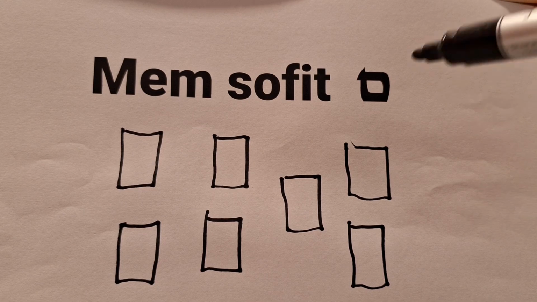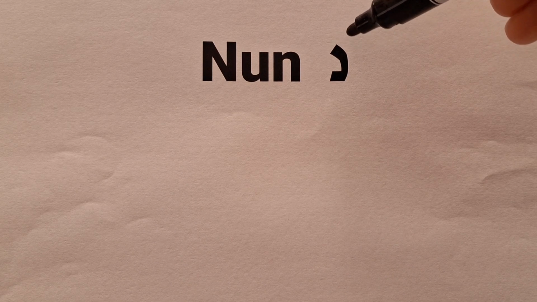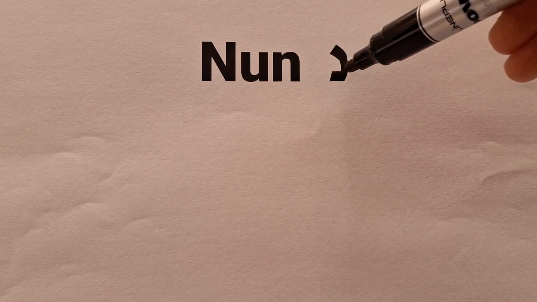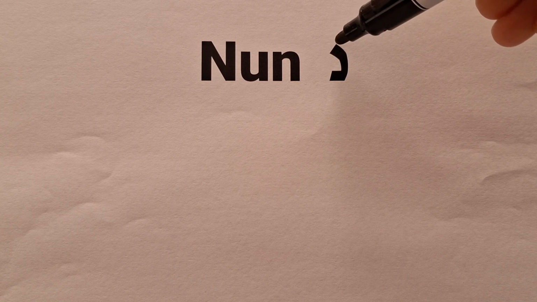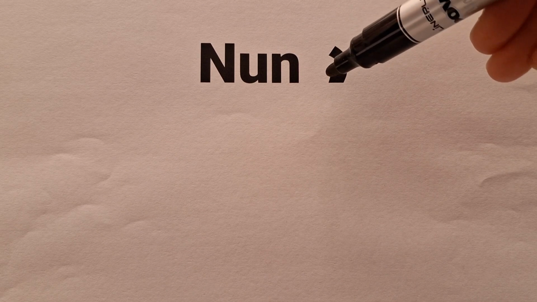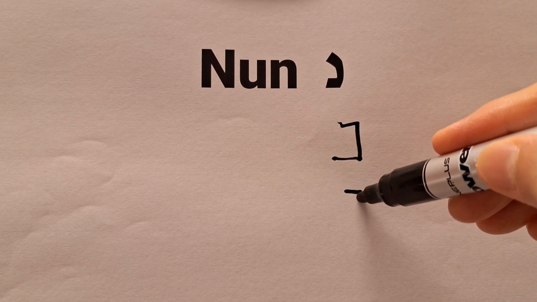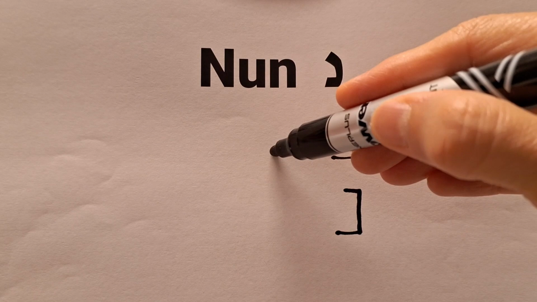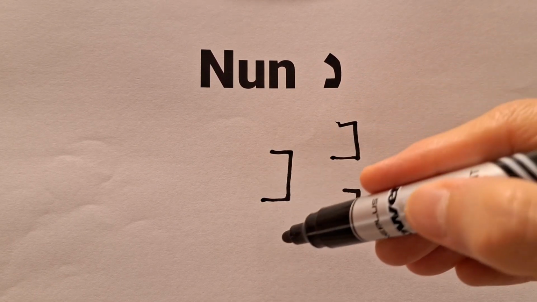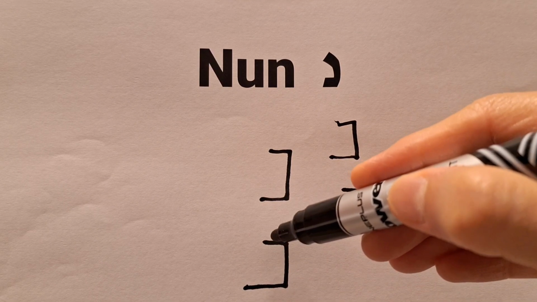So this is easy. The letter Nun, sound of N. This is easy, like a short line here, long, and another line here, a bit longer than the one above, like 1, 2, 3, like this. So you see, this is longer than this one.